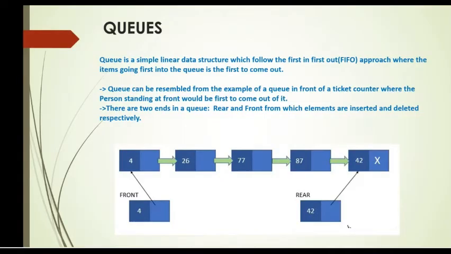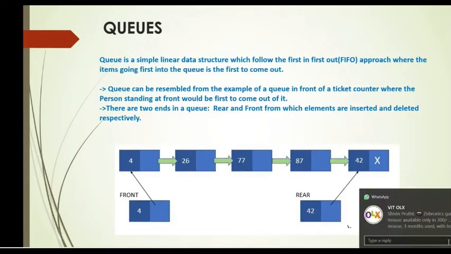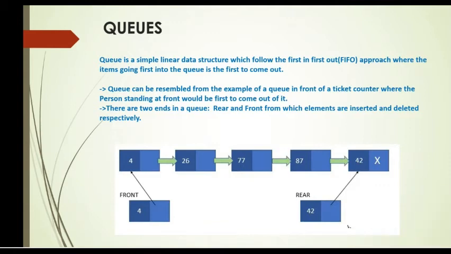Now we will try and learn about queues and their implementation using a linked list. So, first of all, it is important to understand what a queue is. A queue is a simple data structure in which elements are entered linearly, or you can say one by one, and it follows first in first out.